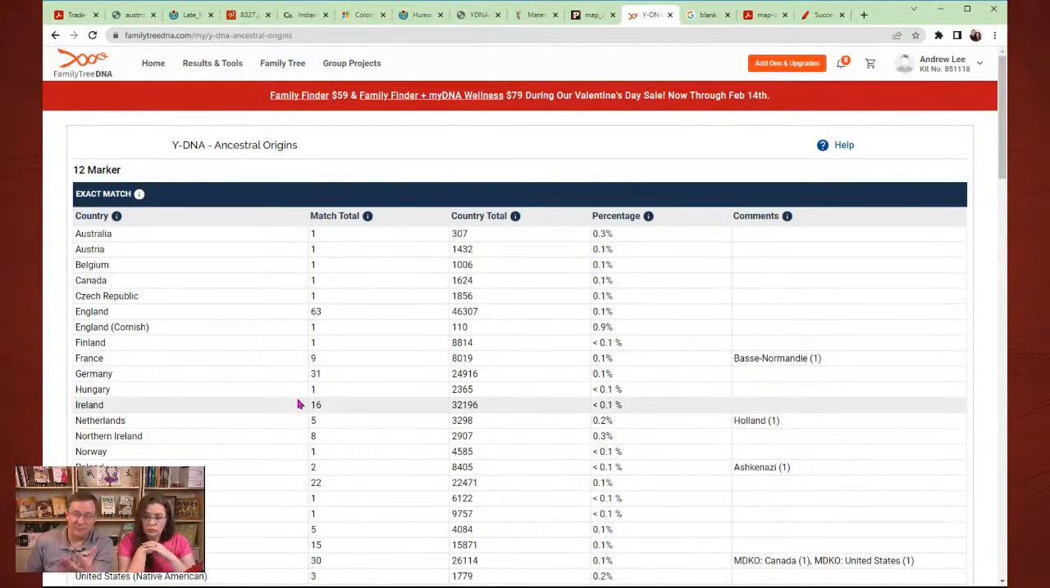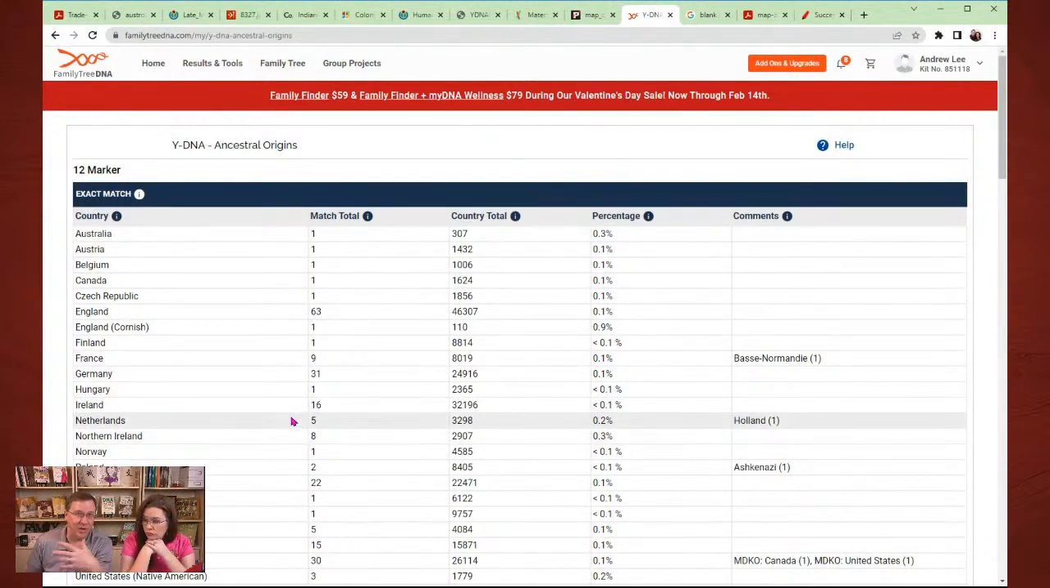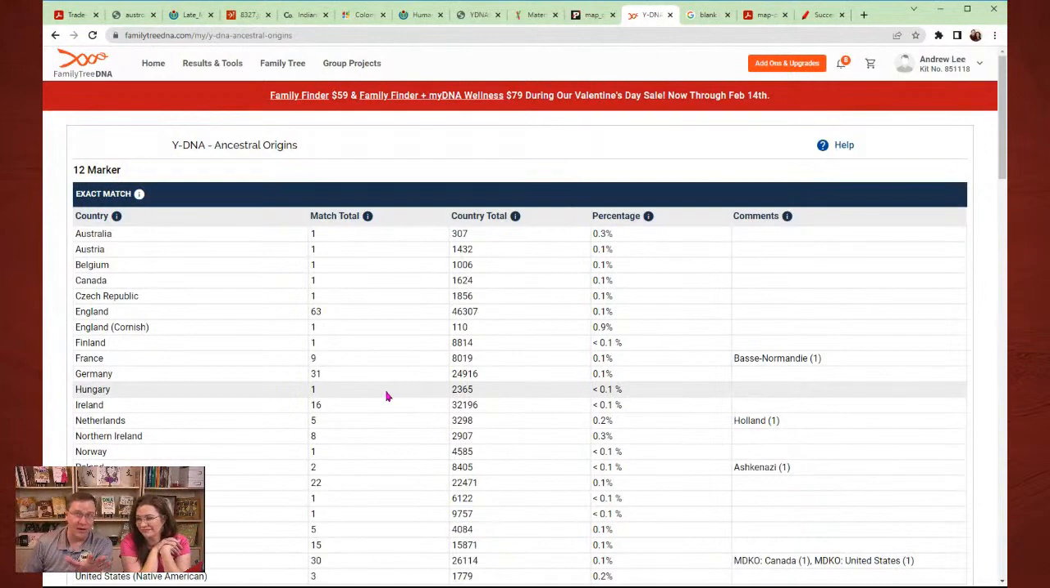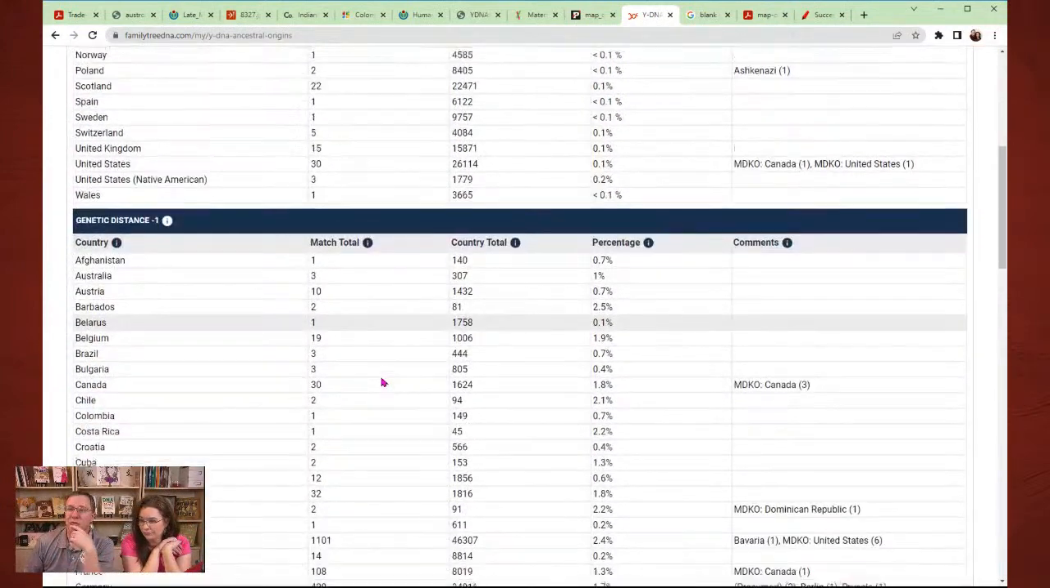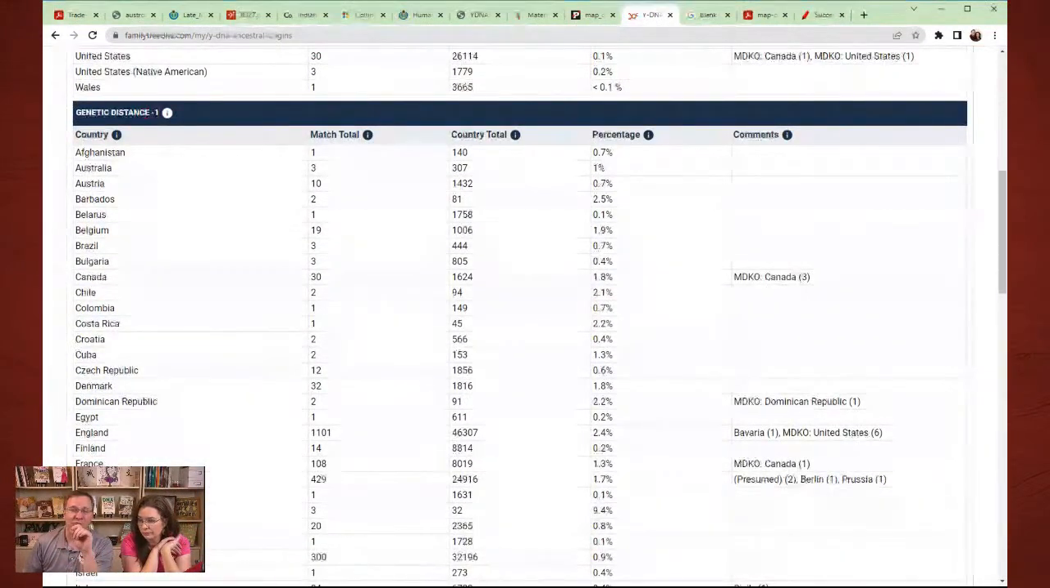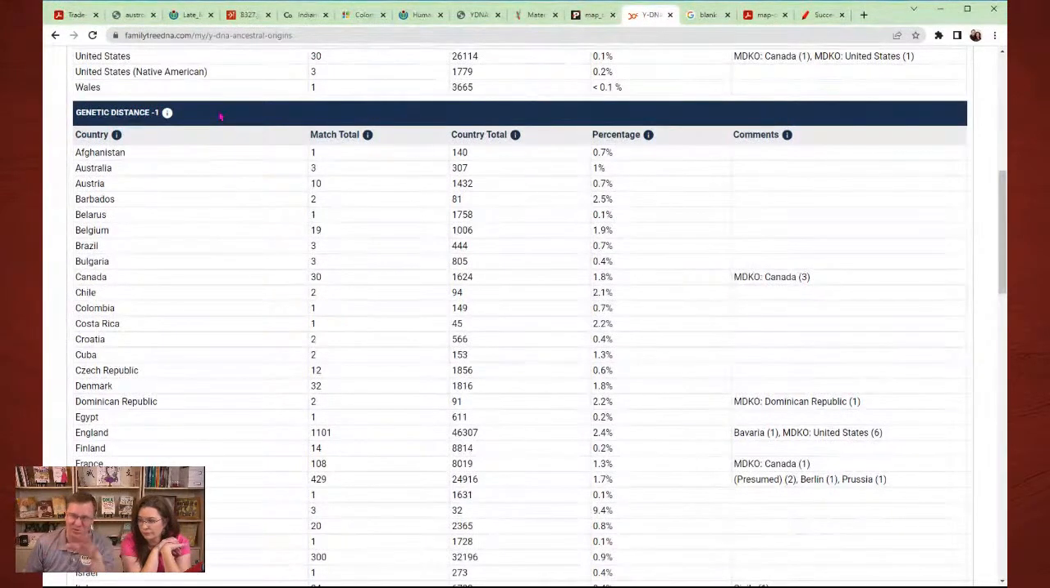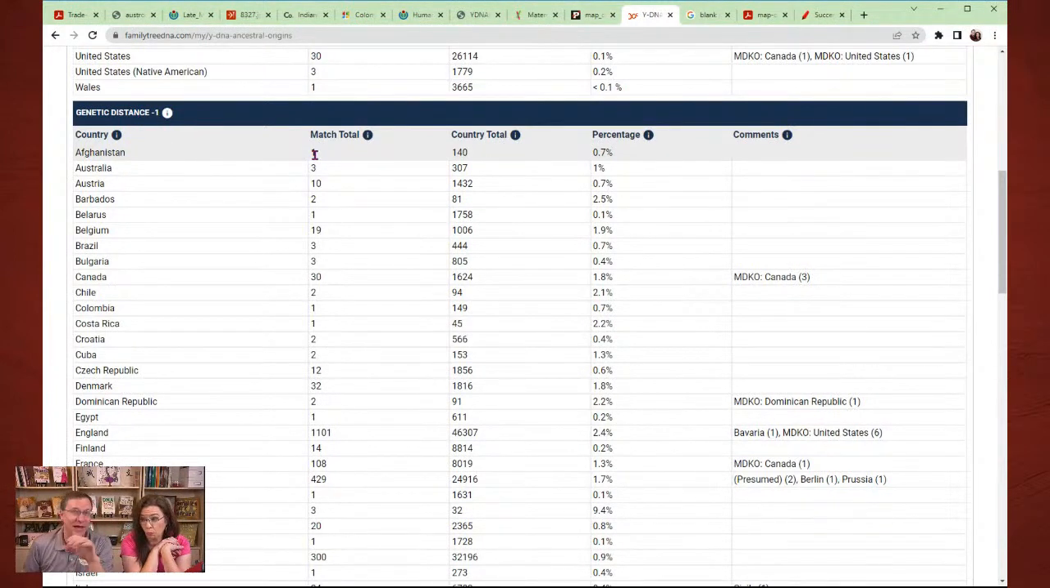Now, that makes perfect sense, because I'm part of that R1b haplogroup that conquered all of Europe, which most European men are. So then I go to the genetic distance of just one. Now, again, this is just 12 markers, so it's not that accurate. But it's still there. You'll see right off the bat, hey, Afghanistan. That's a ways away from Europe.